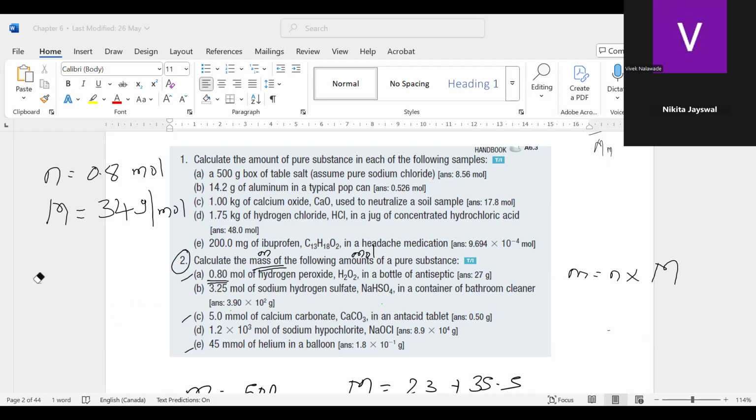Can you do the mass? You did that, right? Now do C. What is milli? This is millimole. Milli means, as I told you, divide by 1000, correct?